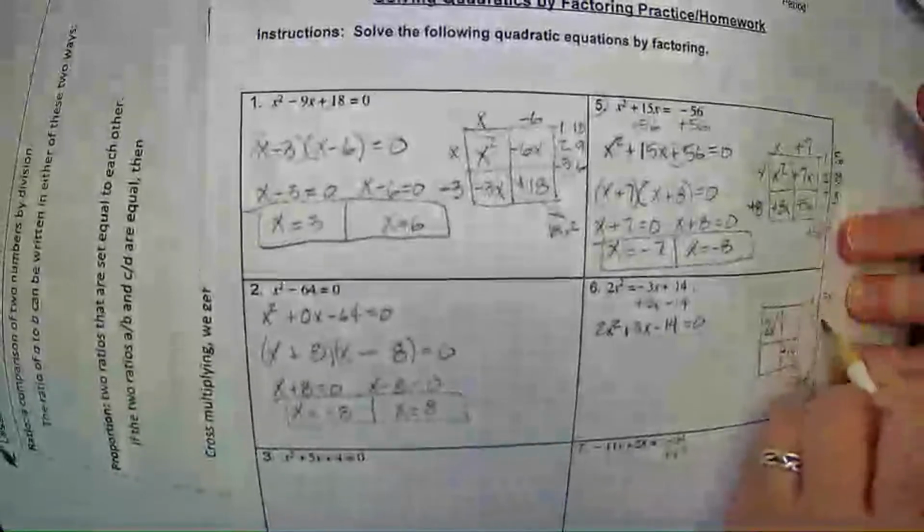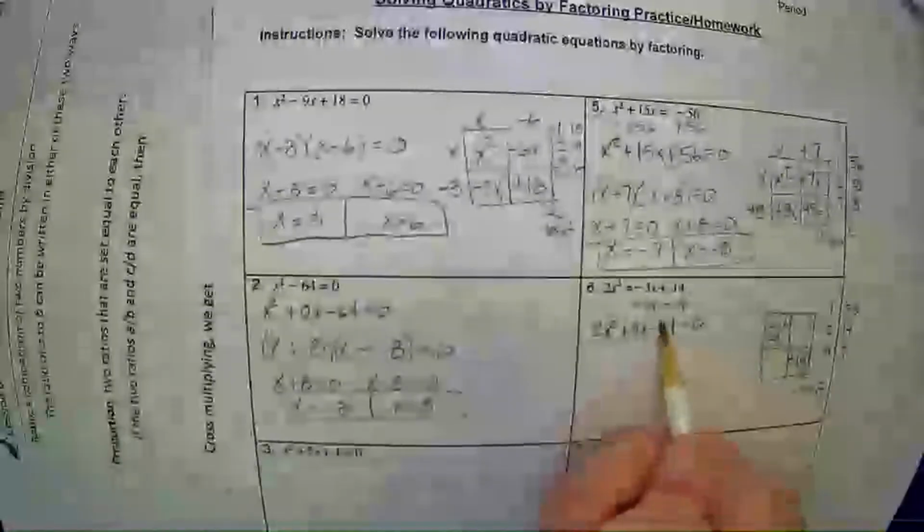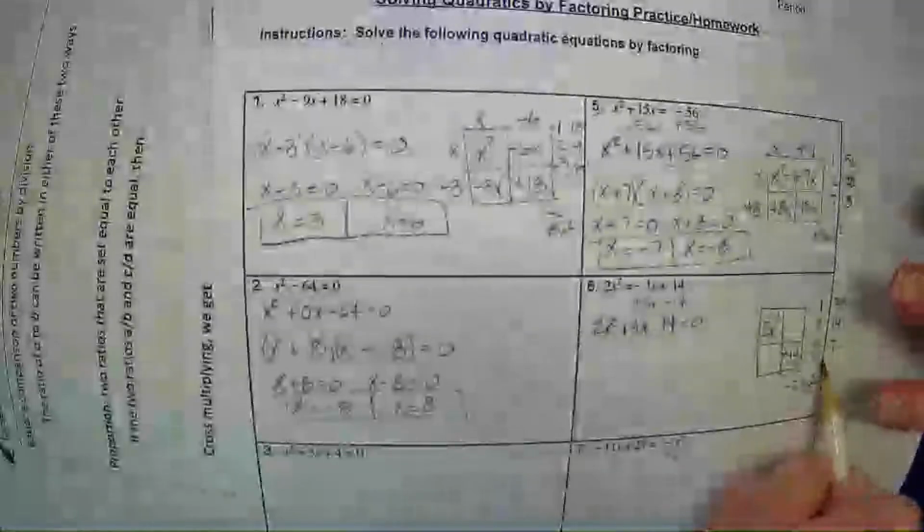We multiply, we get negative 28x squared. Okay, so 1 and 28, 2 and 14, 4 and 7. I have to subtract to get to a positive 3. That's going to be these. So we've got a positive 7x and a negative 4x. You're right. Now, the x squared part is easy.